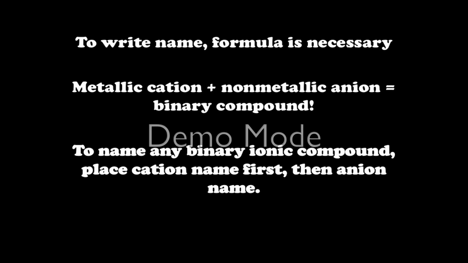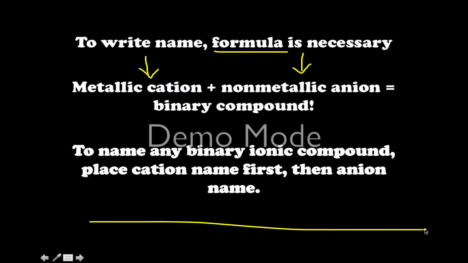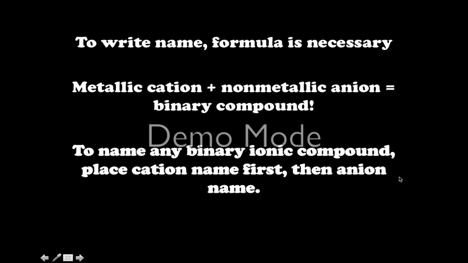For starters, if you want to write the name of a binary ionic compound, you first should know its formula. Also, the compound must be composed of a monoatomic metallic cation and a monoatomic nonmetallic anion. This part is important. To name any binary ionic compound, place the cation name first, followed by the anion name. Let's try a few examples.